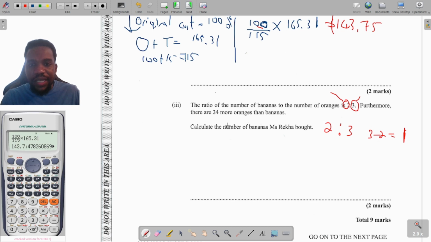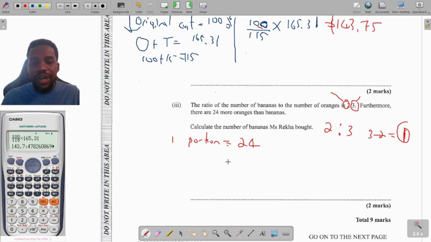Now, it says there are 24 more oranges. So this one portion is equal to 24. How did I come up with that? You have 1 portion of orange more than bananas. You have 24 more oranges than bananas. So what they're saying is that if you take the amount of oranges and you subtract the amount of bananas, you're going to get 24. So that 1 portion represents 24, just like how we subtracted the ratio. A similar concept is being applied here.